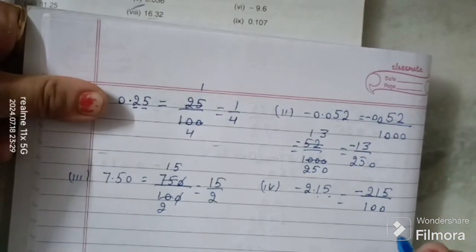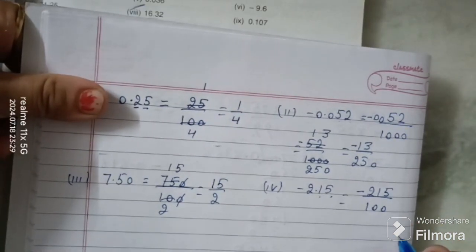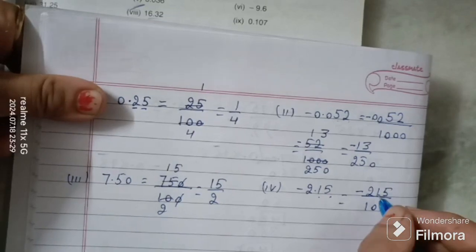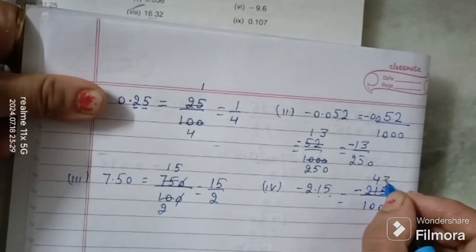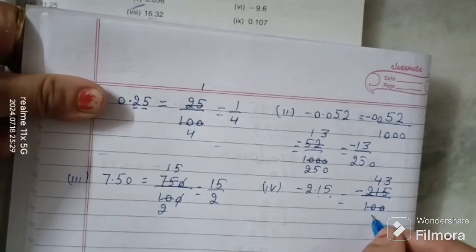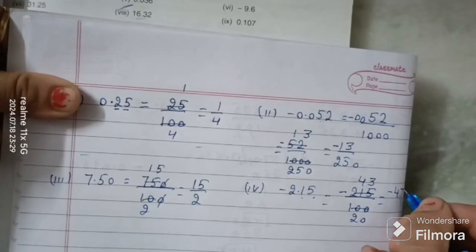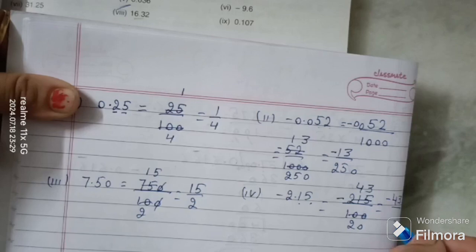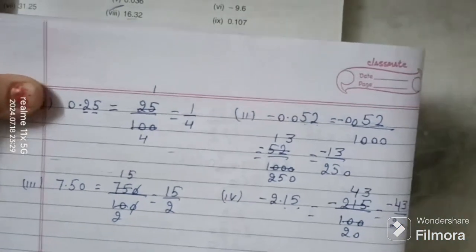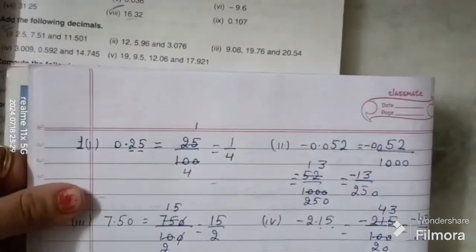Are these two numbers co-prime? No, because these numbers are divisible by 5. 5 fours are 20 and 5 threes are 15. 5 twos are 10 and this is 0. So the lowest form is minus 43 by 20. Have you all got it?